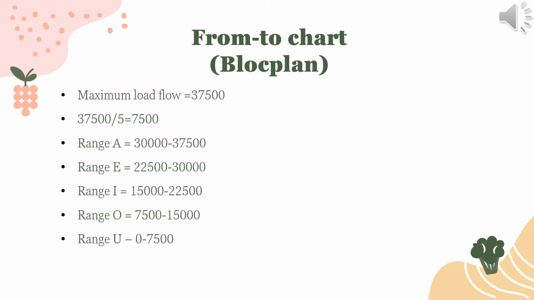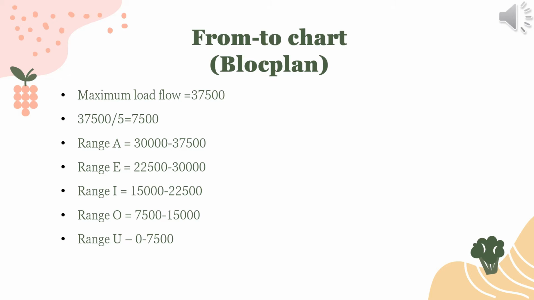And then we get the range for each of these letters, where the range for A is 33,000 until 37,500 grams, and for E it is 22,500 to 33,000 grams, and for the range of I it is 15,000 until 22,500, while for O it is 7,500 until 15,000, and for U it starts from 0 until 7,500.